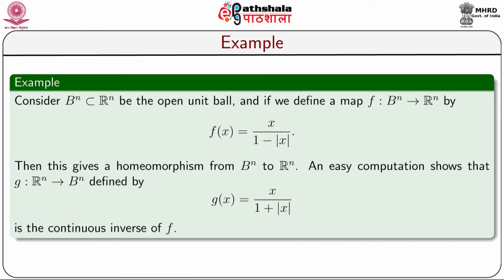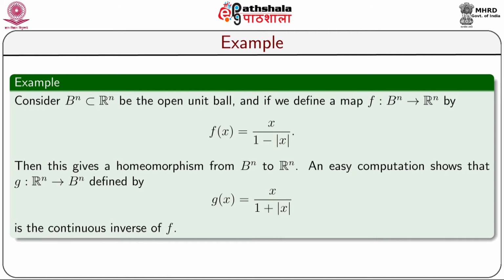Next, this example gives a homeomorphism between an open ball and the whole Euclidean space. Let us consider R^n and its subset B^n, where B^n is the set of all x belonging to R^n such that the magnitude of x is strictly less than 1. That means it is an open solid unit ball. In R^2 it will be a disk, in R^3 it will be an open solid ball. In general R^n, we will say that this is an open ball.